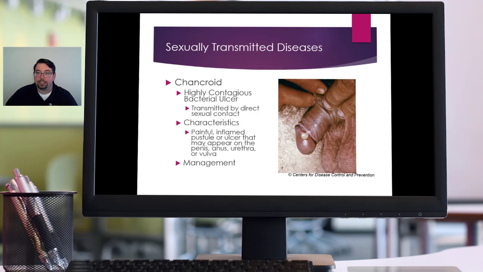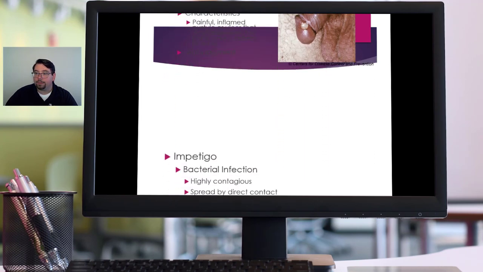Another one we look at here is highly contagious bacterial ulcers. Inflamed ulcers you're going to see can appear anywhere in the genital region. Again, very highly contagious.